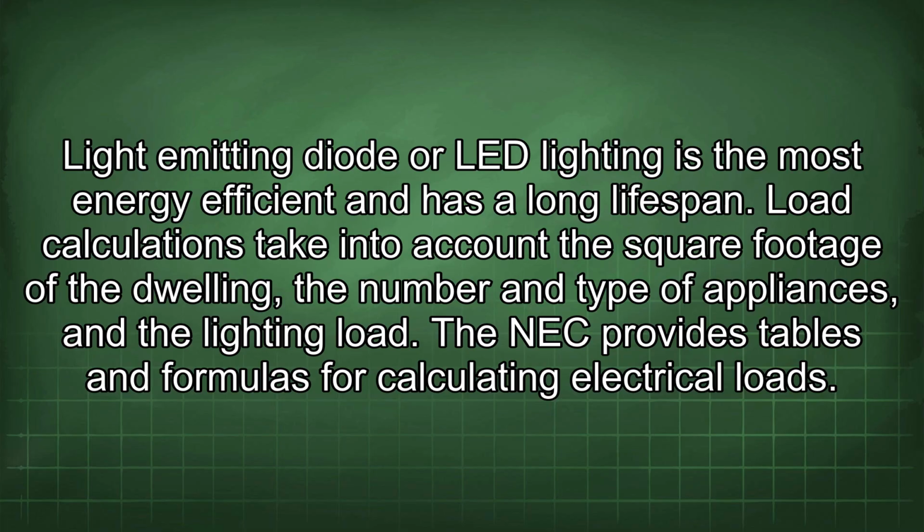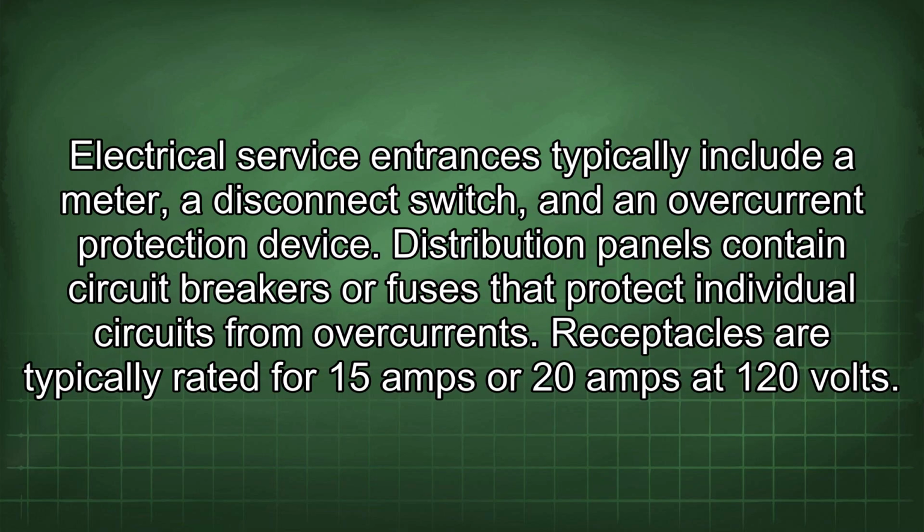Load calculations take into account the square footage of the dwelling, the number and type of appliances, and the lighting load. The NEC provides tables and formulas for calculating electrical loads. Electrical service entrances typically include a meter, a disconnect switch, and an overcurrent protection device. Distribution panels contain circuit breakers or fuses that protect individual circuits from overcurrents.